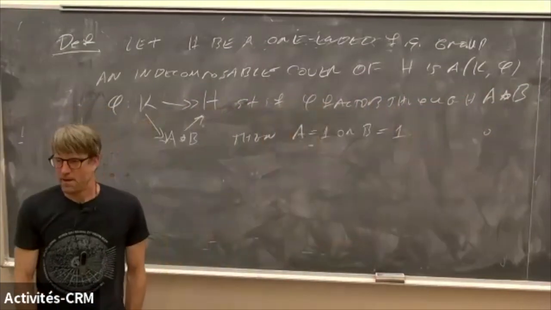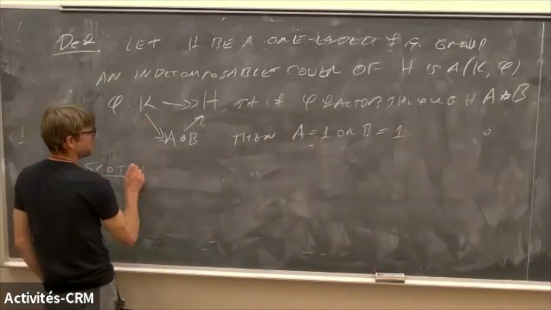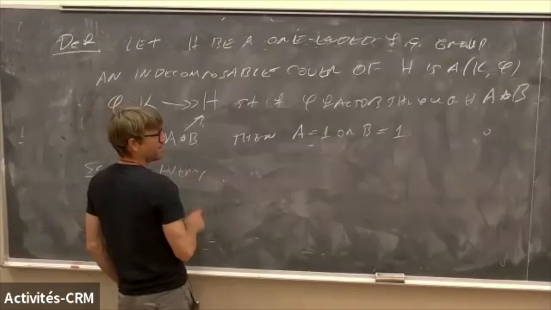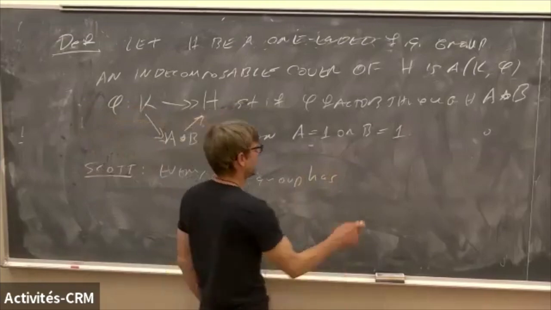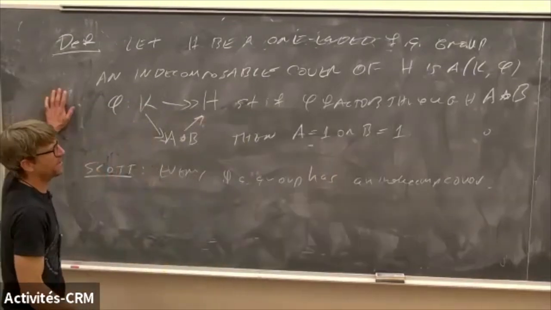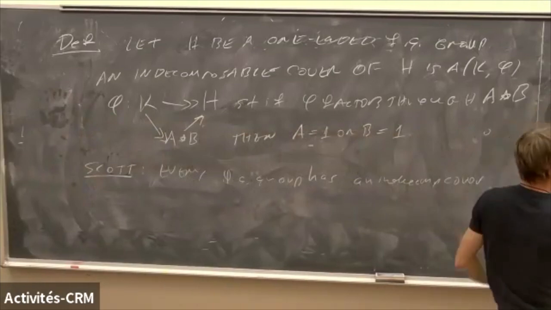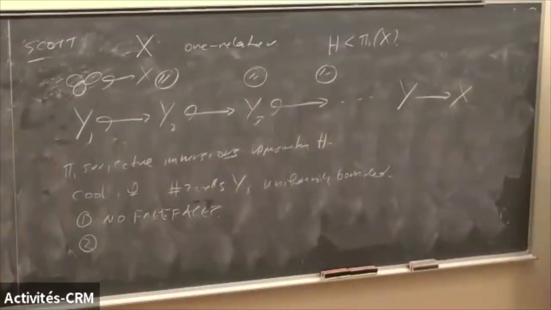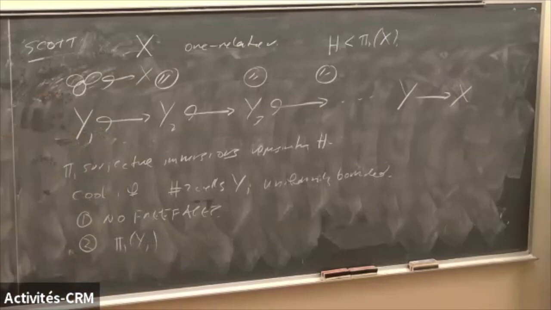Okay. And Scott's lemma says that every finitely generated group has an indecomposable cover. All right, so now we go over here and we want to get rid of that. So we want to assume that all the pi ones of these guys, we want them to be freely indecomposable.